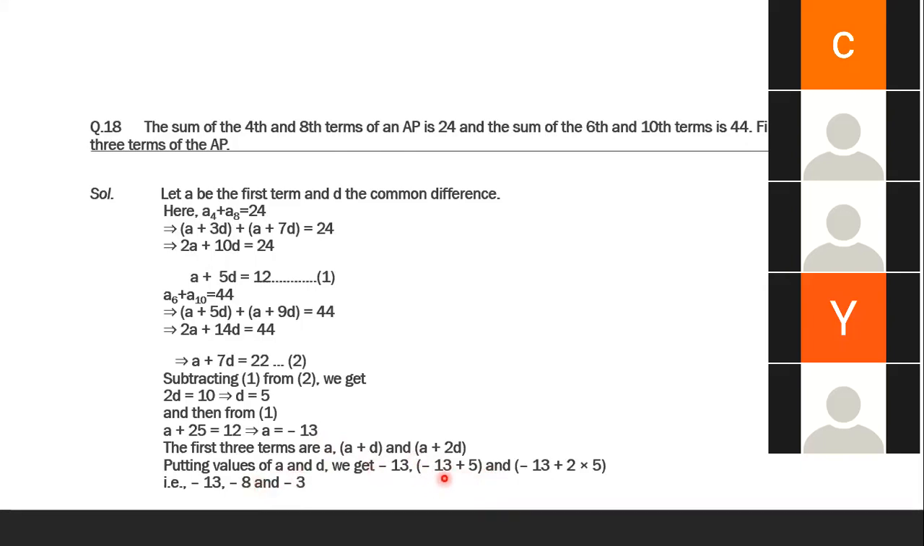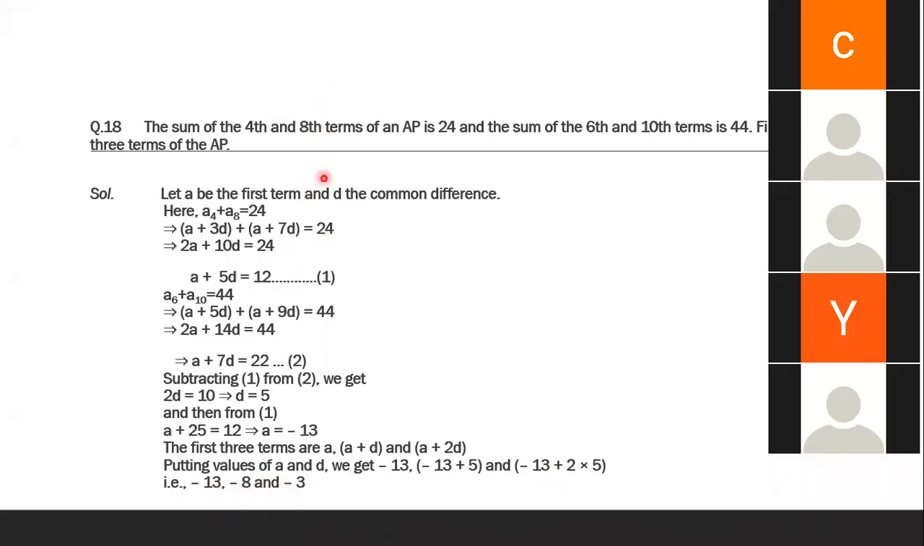Integers you have to apply. Minus 13 is greater. Negative and positive, if signs are different, we need to subtract and we need to keep the greater number's sign. And again, A plus 2D. A value is minus 13 plus 2 into D value, which is 5. Minus 13 plus 10 is minus 3. So from this we got our first 3 terms of the AP.